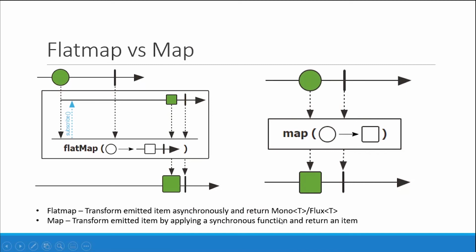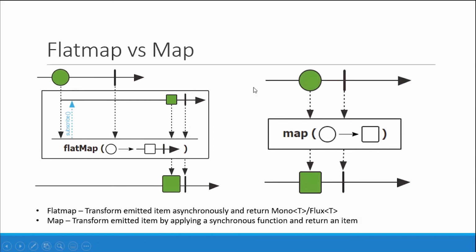I'm going to talk about one operator because it can be used almost everywhere: flatMap and map. The main difference between flatMap and map is that map runs on the same timeline because it's a synchronous operator. And flatMap is asynchronous, so it runs on its own timeline and returns.